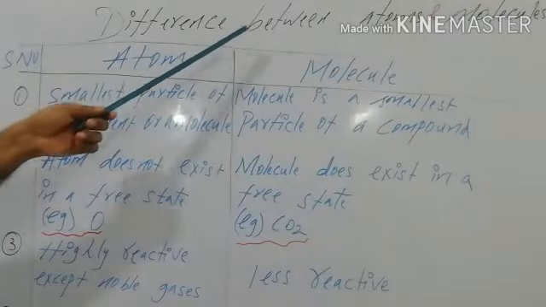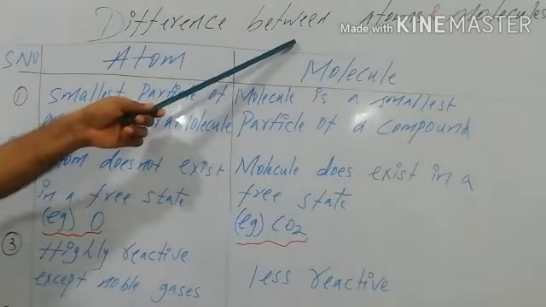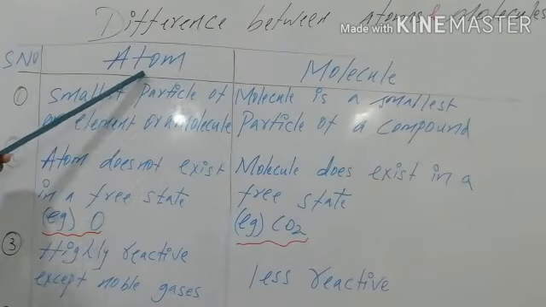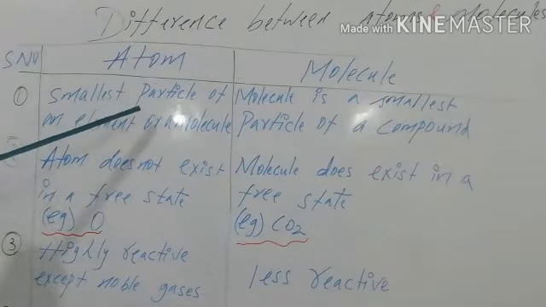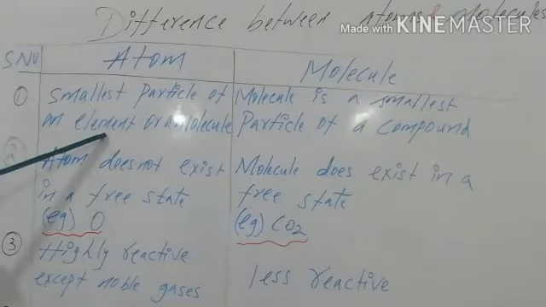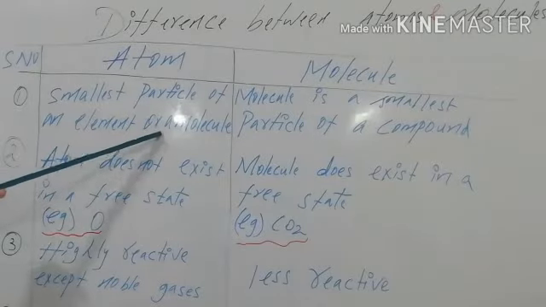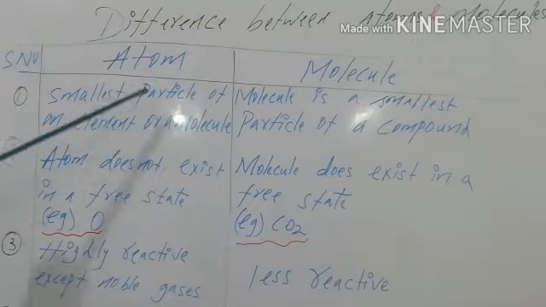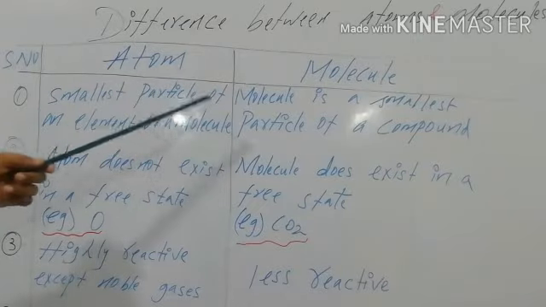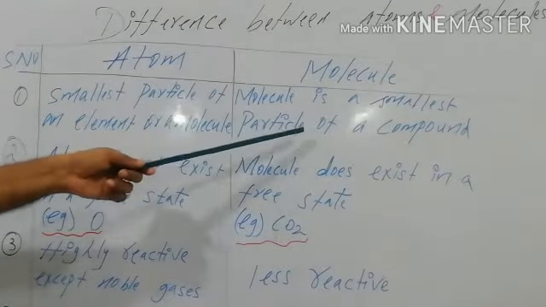Difference between atoms and molecules. Point number 1: the smallest particle of an element is an atom. The smallest particle of a compound is a molecule.